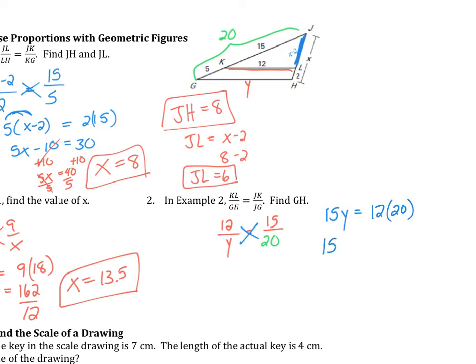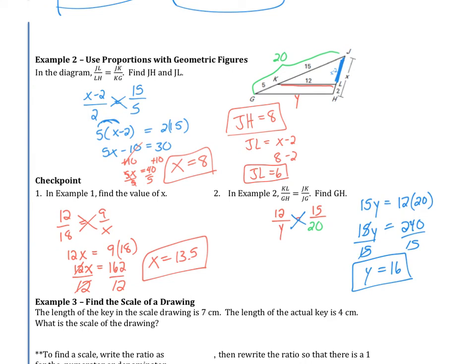So 15y equals 12 times 20, which is 240. And then we divide by 15. y equals 240 over 15, which is 16. So y is 16. And again, we got that from cross multiplying.